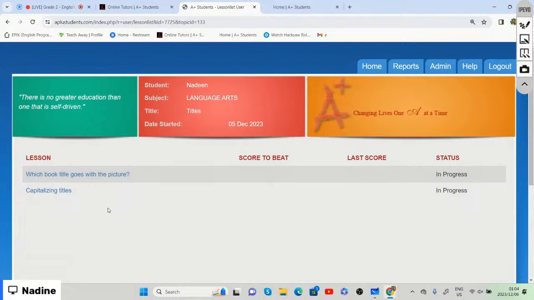So today we're basically going to find out what titles are, and how we also match certain titles with the specific pictures. And we're also going to capitalize these titles.